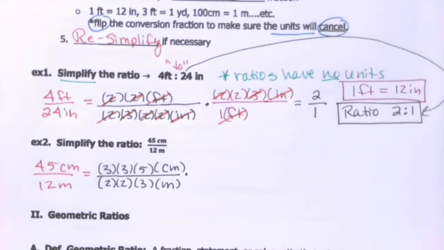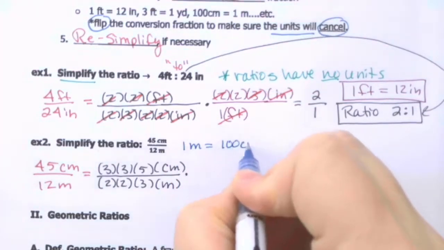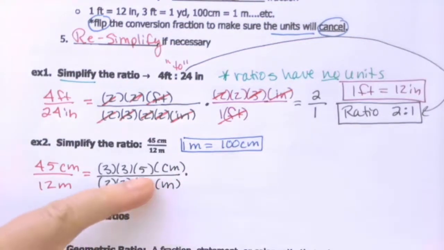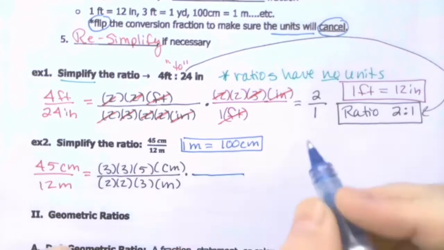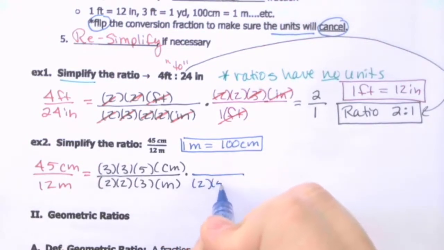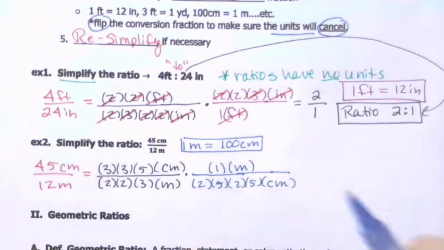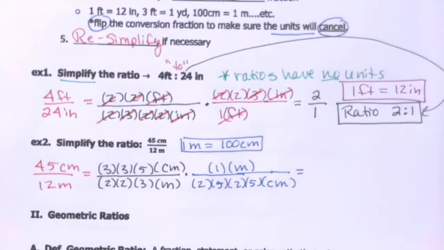Now we need to figure out what our conversion is going to be. Well, again, you know that 1 meter equals 100 centimeters. So the question is, which way do we use it? Well, we have centimeters on the top, so when we multiply by the conversion, the centimeters need to be on the bottom. So I'm going to have the 100 centimeters on the bottom, which is 10 times 10, that's the 100, and centimeters. And on the top, all I have is 1 meter.